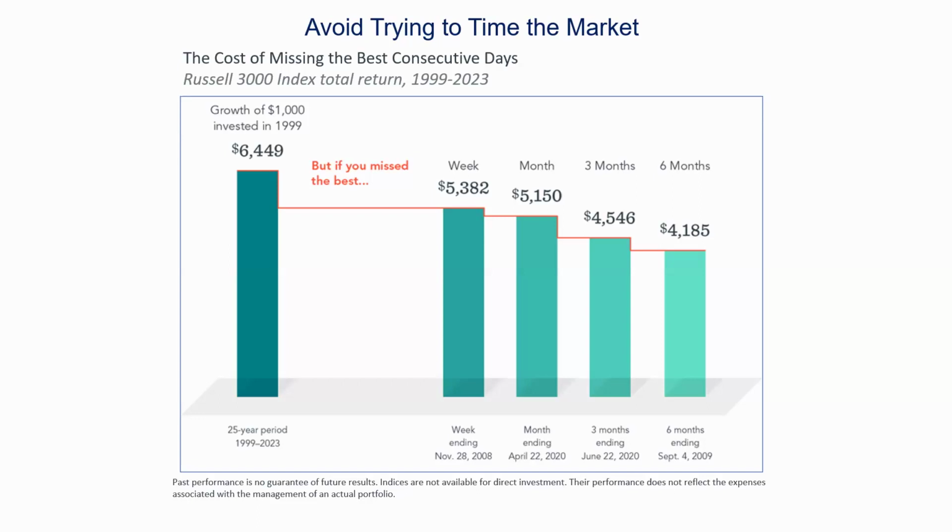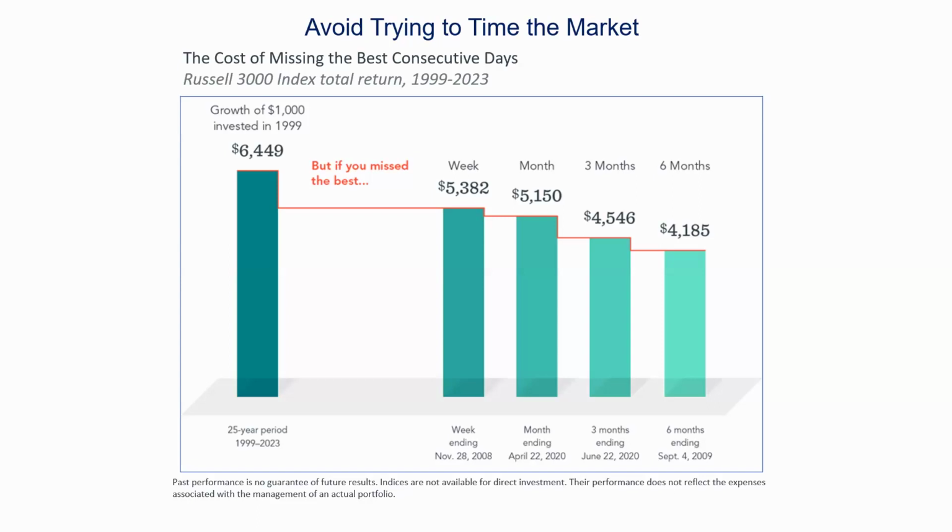this $1,000 that would have grown to 6,500 since 1999. This is the Russell 3000. Again, this is all investable stocks in the U.S., 1999 to 2023. If you missed the best week, you cost yourself $1,000. If you missed the best month, you cost yourself $1,200 on your $1,000. If you miss the best 3 months, you cost yourself almost $2,000. And then over $2,000 if you miss the best 6 months.